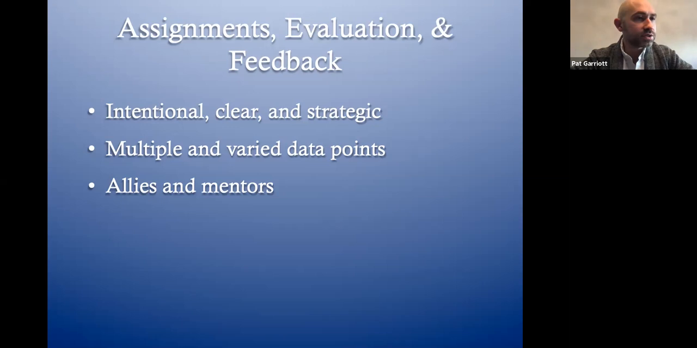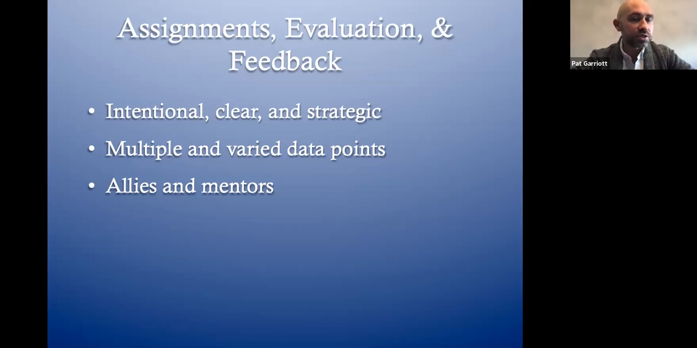I think it's also good to consider using multiple and varied data points. This in particular relates to course evaluation, so your students evaluating you. We know that women and people of color are disadvantaged by course evaluations, particularly if you're teaching a class about power, privilege, and oppression.